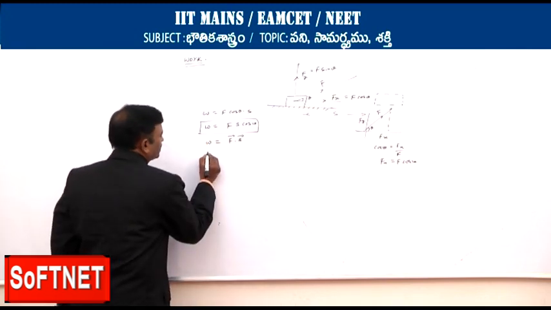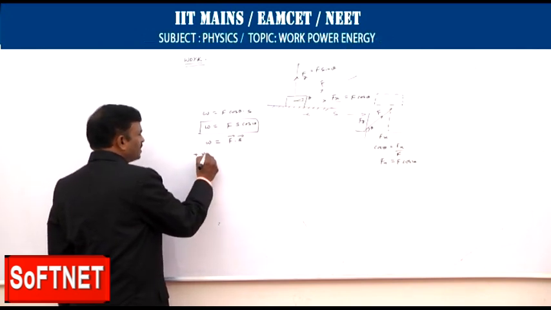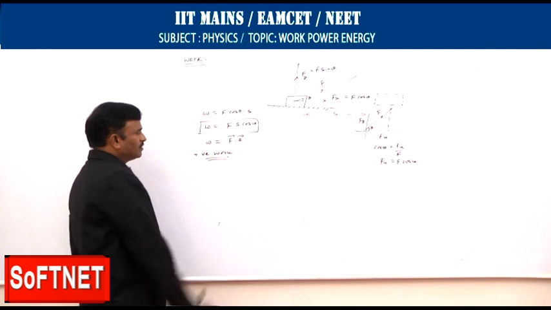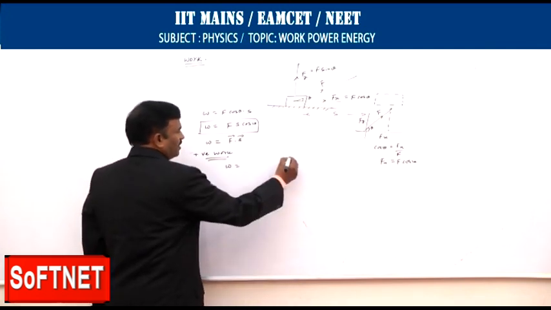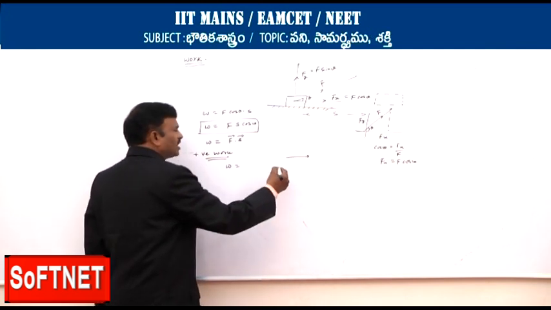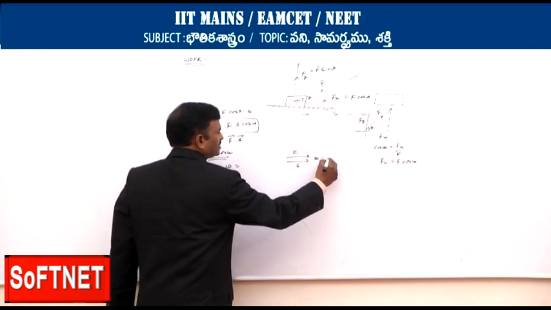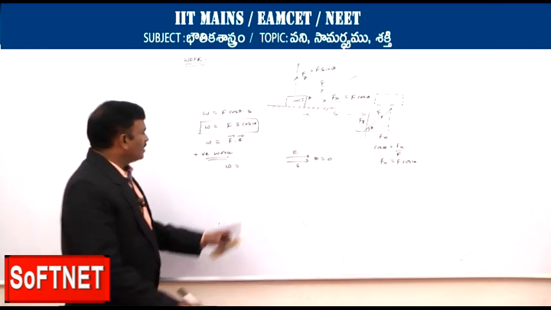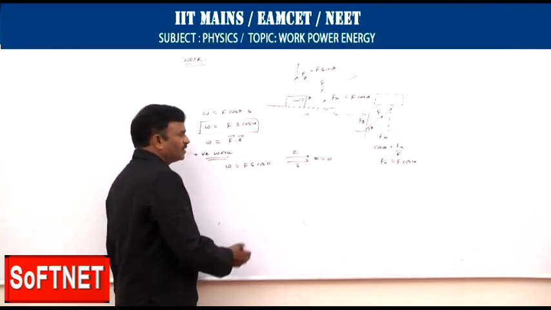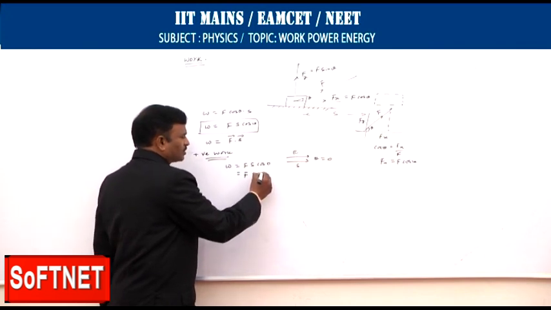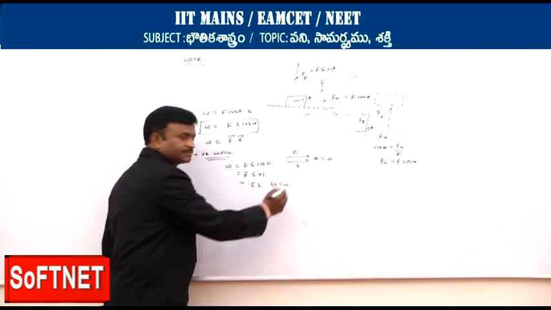So there are kinds of work. First one is positive work. What is positive work? If the force and displacement are both in the same direction, force applied in the horizontal direction and displacement in the horizontal direction, then theta is 0, and the work is said to be positive: Fs cos 0. Here F into S into cos 0, cos 0 is 1, so Fs, that is positive work.